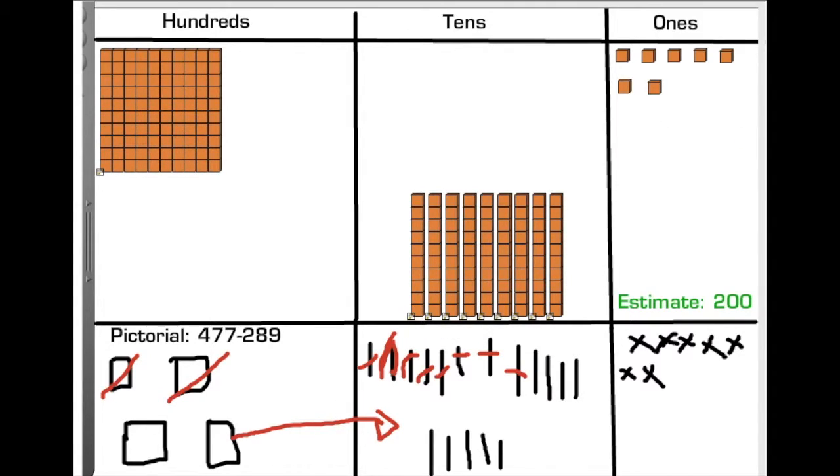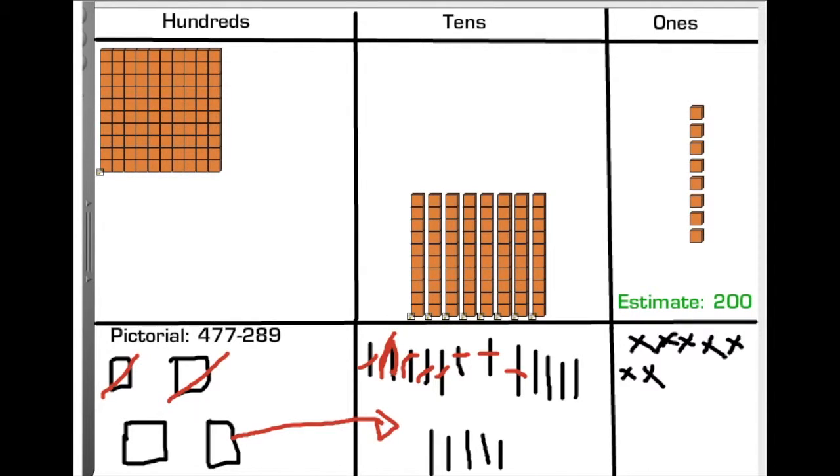Now the next step that we need to do is look at the ones place. We can see that we need to subtract 9 ones from 7 ones, and we know that we do not have enough ones to make the subtraction possible. So in order to make the subtraction possible, we need to trade 1 ten for 10 ones. So now we're able to do the subtraction without any problems. So we'll subtract 9 ones.